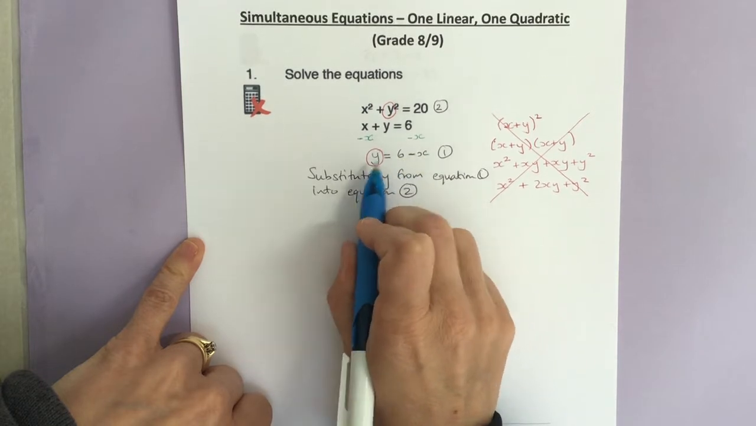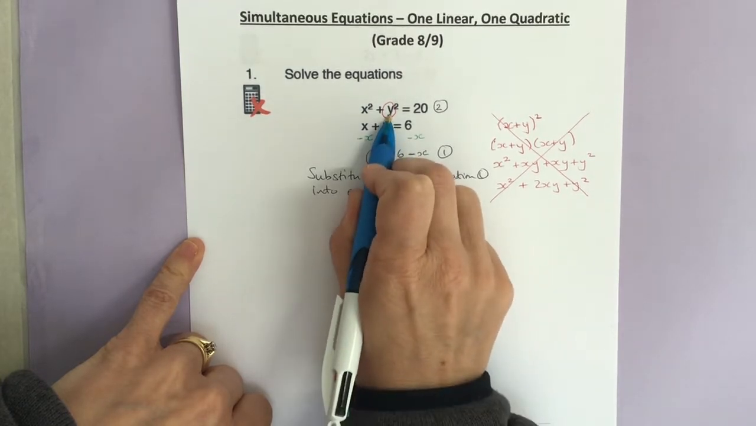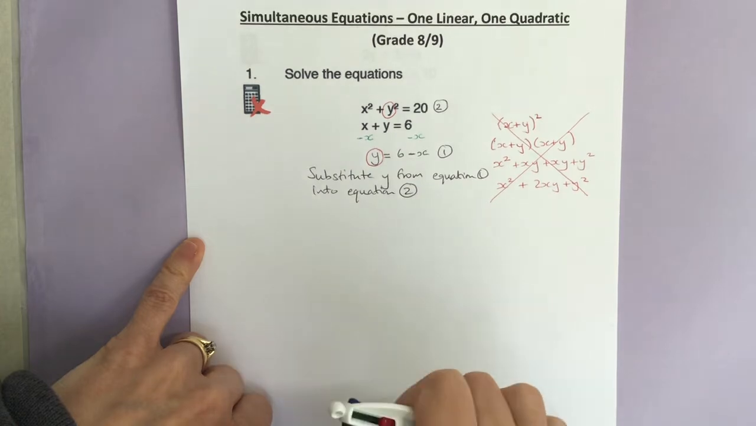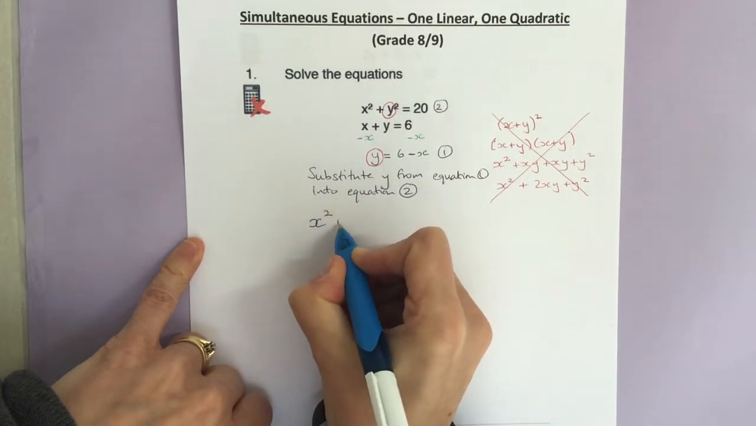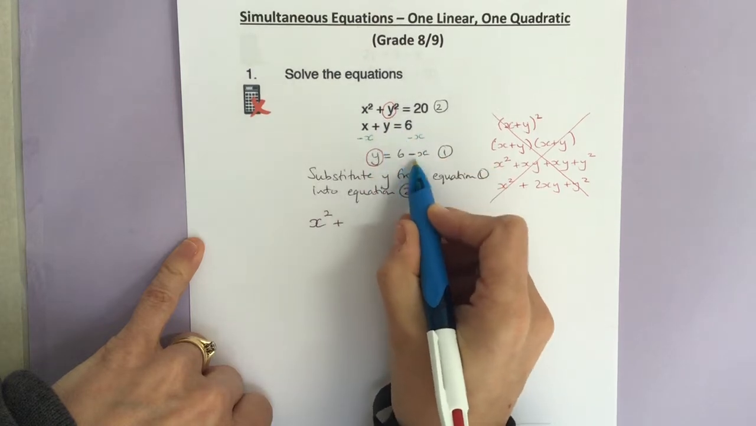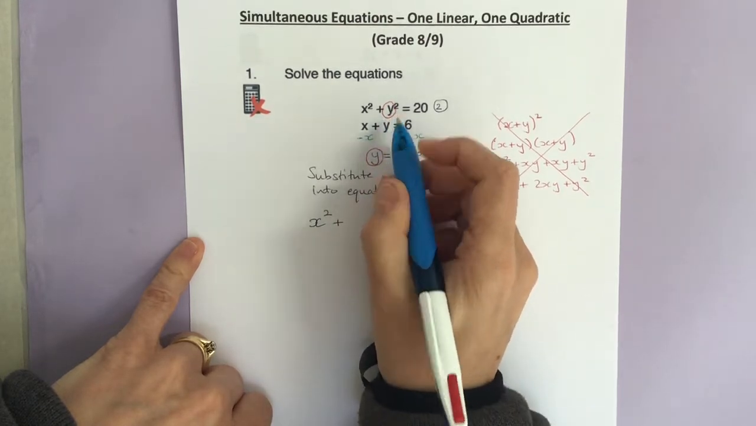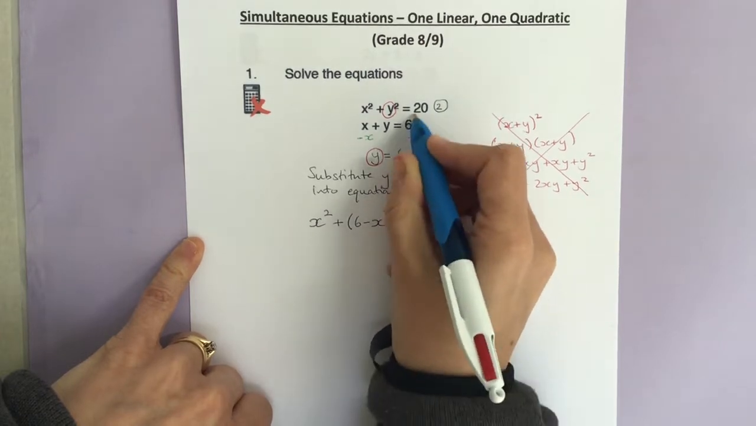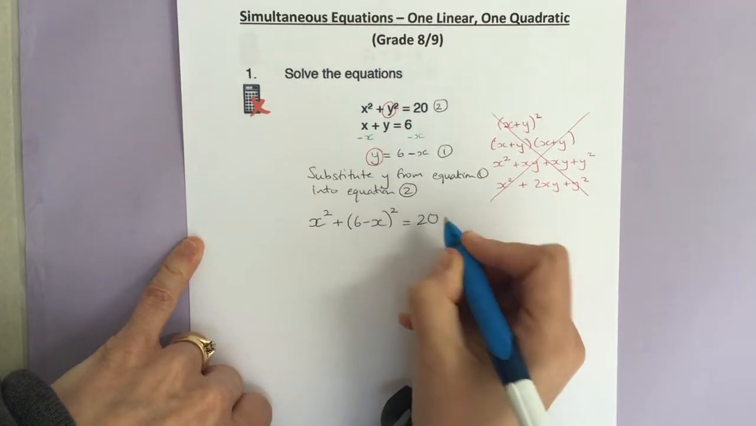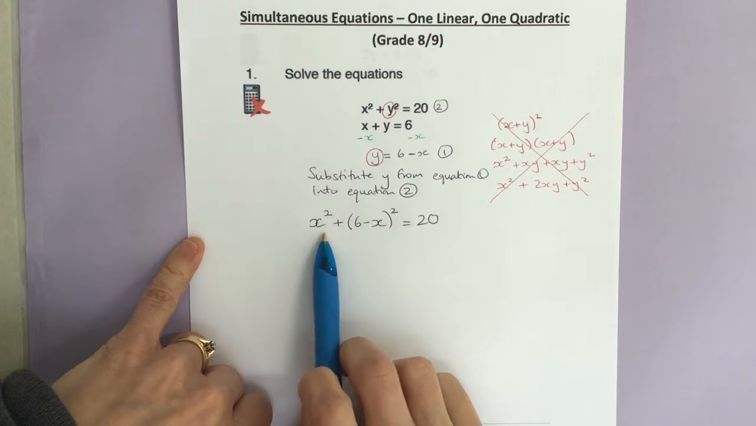So 6 minus x, which is what y equals, is going to replace this y value in my equation 2. So let's do that. So x squared plus, and now instead of y, I'm going to put 6 minus x. The whole thing needs to be squared because the whole of y is squared. So (6 minus x) squared, and that is equal to 20. And now what I've done, I've eliminated one of the unknowns.